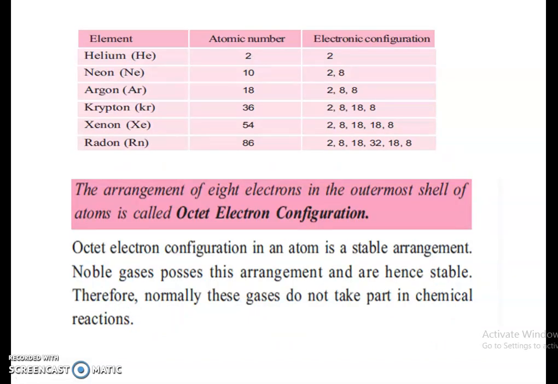Okay, so here we can see that helium, neon, argon, krypton, xenon, these are all noble gas elements. We can see that their outermost shell is completely filled. So this type of arrangement is called octet electronic configuration. Octet electronic configuration is a stable arrangement for an element, because its energy level is very stable and it won't take part in any chemical reaction.